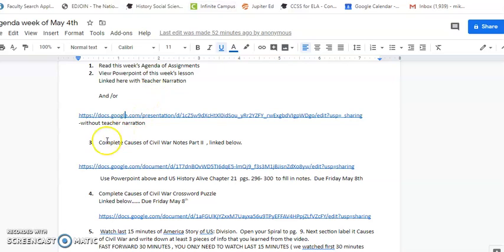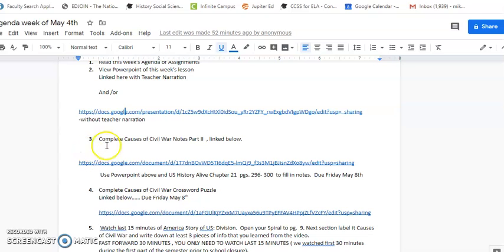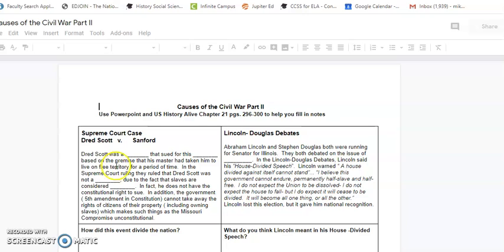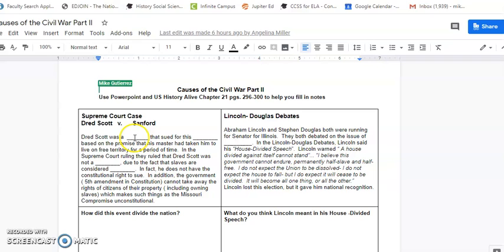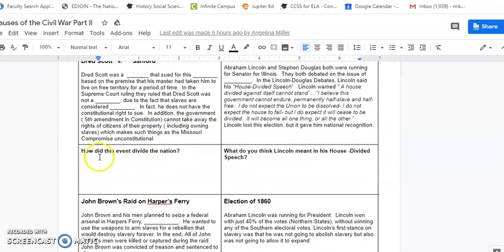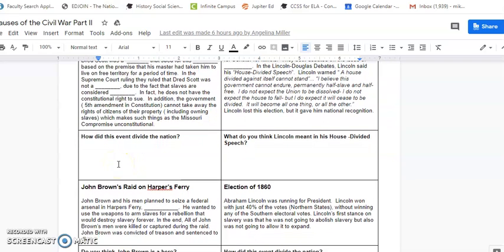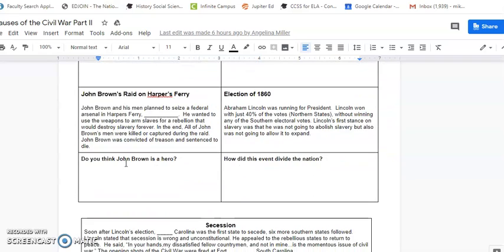As you look through those PowerPoint slides, you're going to want to open up this document here, which is your notes for the causes of the Civil War, and it looks like this. As you're going through the PowerPoint slides, you're going to fill these blanks out. They have to do with the Supreme Court case of Dred Scott, the Lincoln-Douglas debates, and as you move on through the video or the slides, you just fill in these blanks and every question that it's asking you.